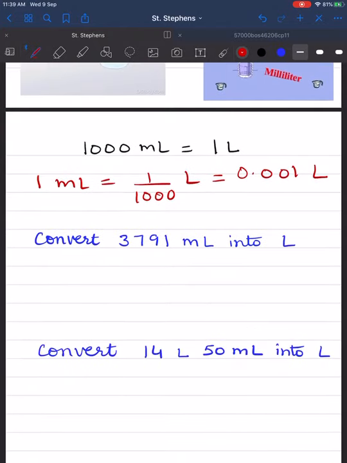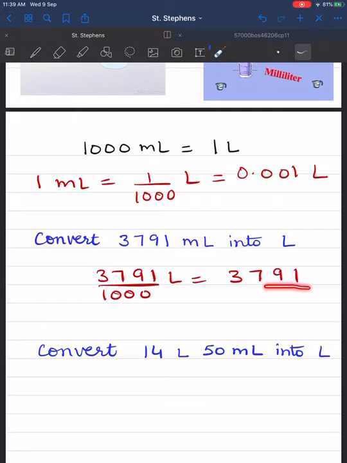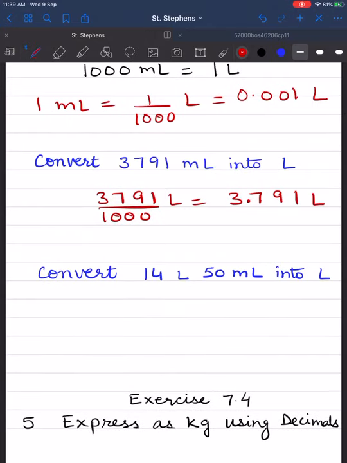Now let's convert 3791 milliliters into liters. Now here we have to convert smaller unit to a bigger unit, so we have to divide the given number by 1000, because 1 milliliter is equal to 1 upon 1000 liters. So 3791 divided by 1000 liters. Now we write the numerator 3791 and we count 3 decimal places from the right and we put decimal. So here we get 3.791 liters.